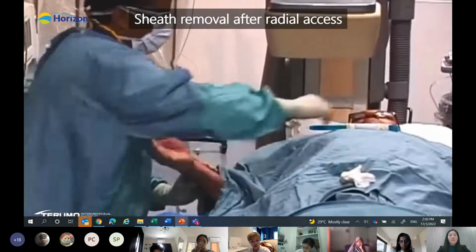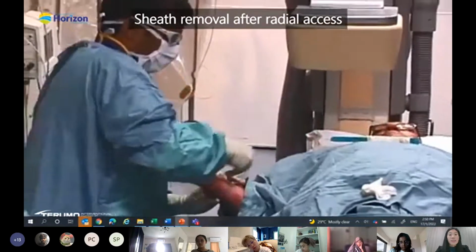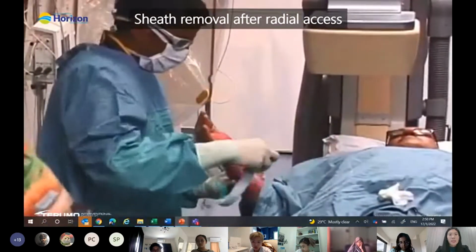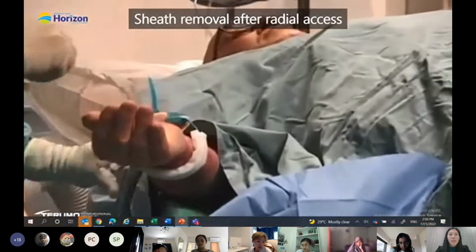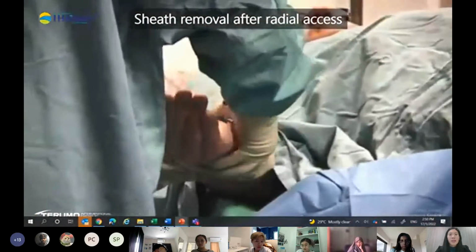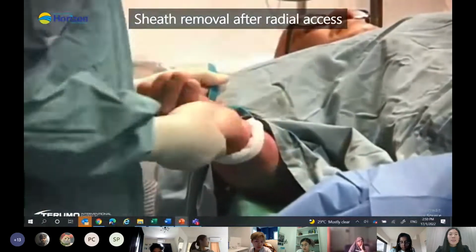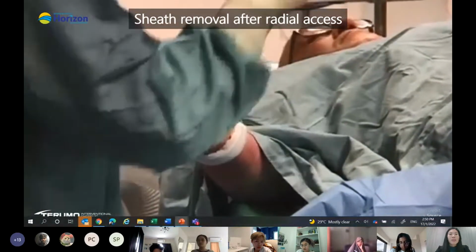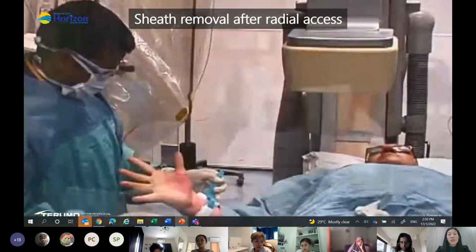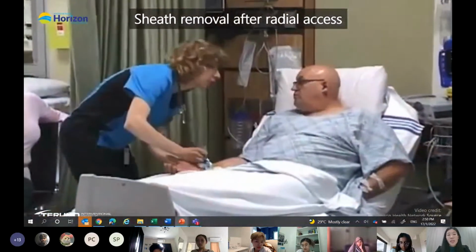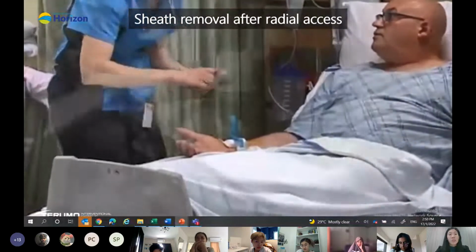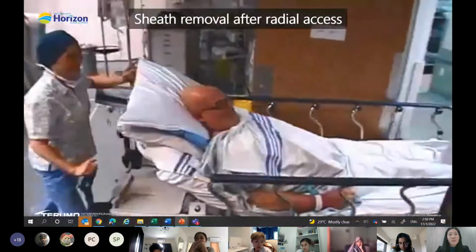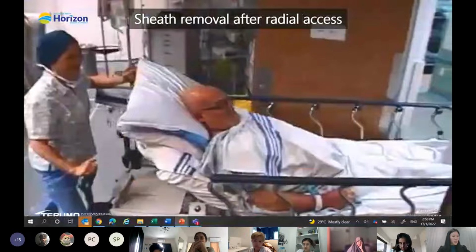Typically sheath removal after a radial access is done in the cath lab. You can see the doctor putting a band around the patient's arm and basically compressing it. This is like a watch, right? So basically compress it, make sure that no bleeding is happening, and then the patient can be moved back into the recovery room, the patient ward. Okay, so that's sheath removal after radial access.